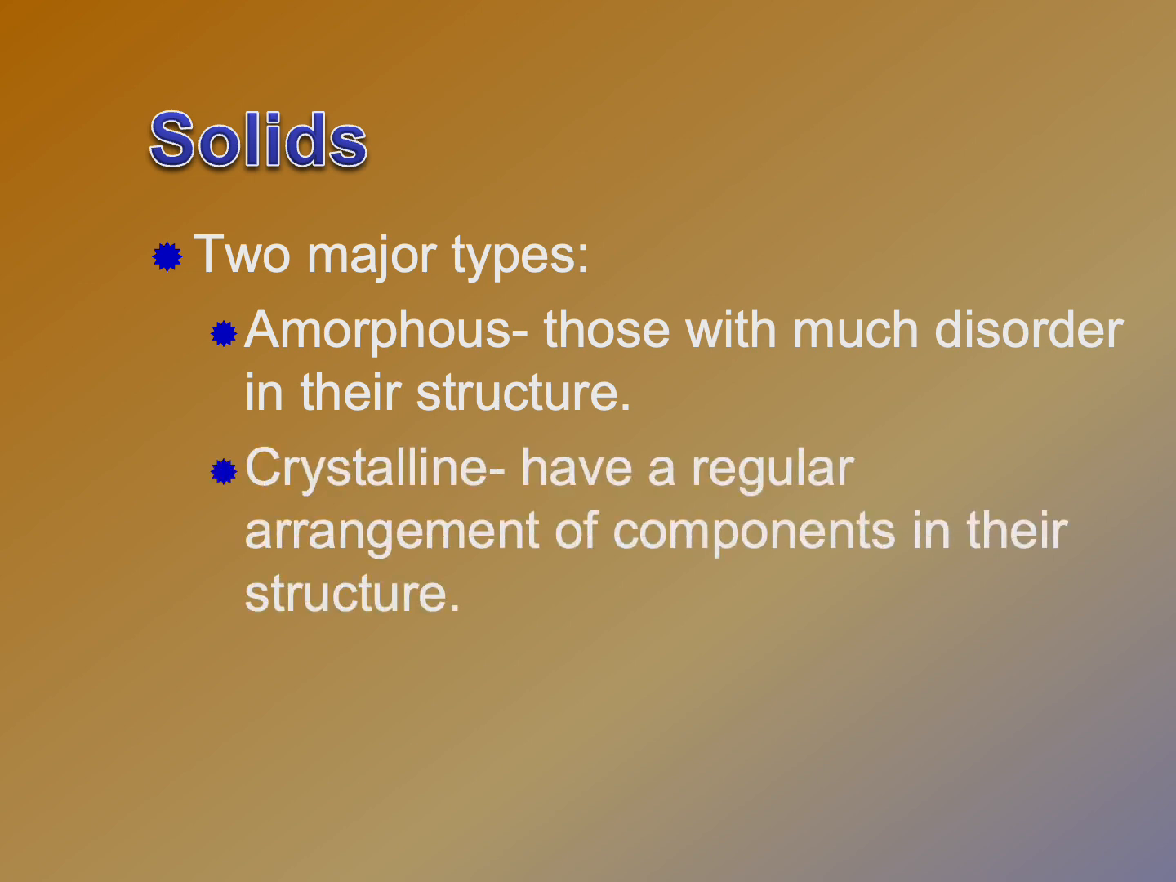And then we have crystalline structures. These have a regular arrangement of their components in their structure, so the atoms are going to be in even rows, columns, and very orderly overall. Majority of what we deal with are going to be those crystalline solids.